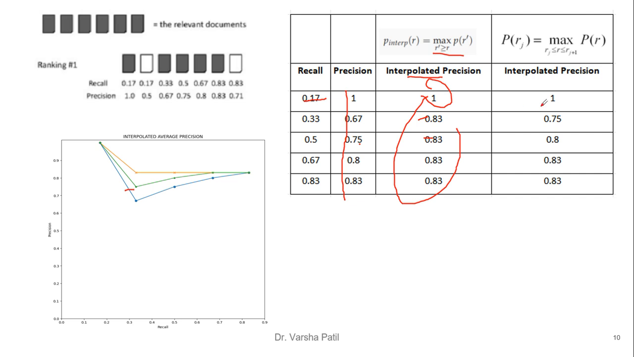By the second method we need to work with the values between that level and the next recall level. So for 0.17 we consider 1 and 0.67, and we get 1 because 1 is larger. For 0.33 we consider 0.67 and 0.75, and we get 0.75. For 0.5 we compare these values and we get 0.8. For 0.67 we get 0.83, and for 0.83 it is 0.83. So in this way we calculate the interpolated precision. So there are two ways.